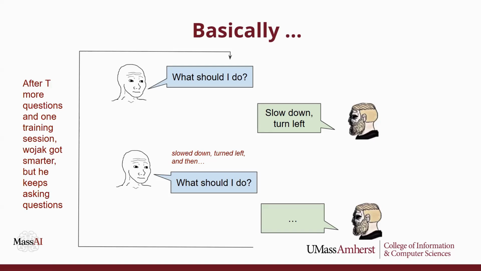And after each iteration, each trajectory you collect, the Wojak will get smarter. It will be able to make more informed decisions. Maybe after the first iteration, it might not be able to slow down enough or turn left enough, but after a few iterations, it will be able to. And so after every time the data is collected, you do supervised training on that data set and you repeat the entire process of querying and rolling out the trajectory.